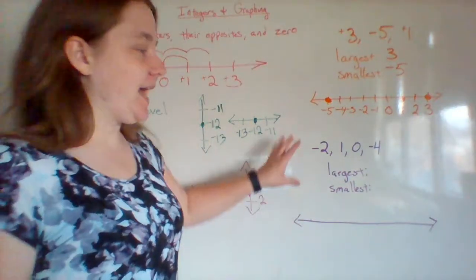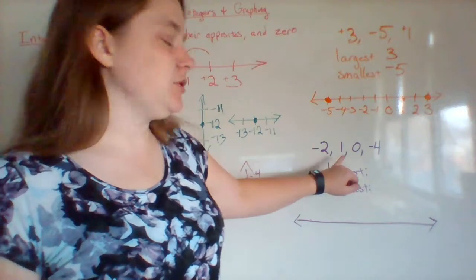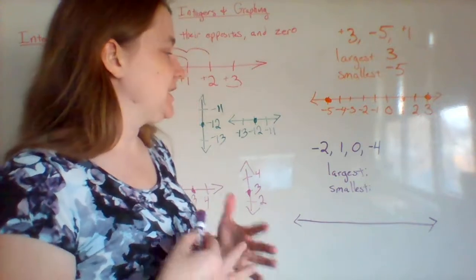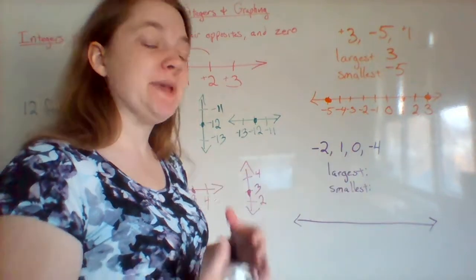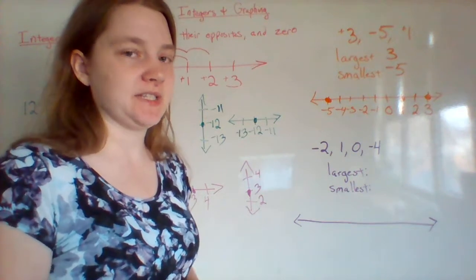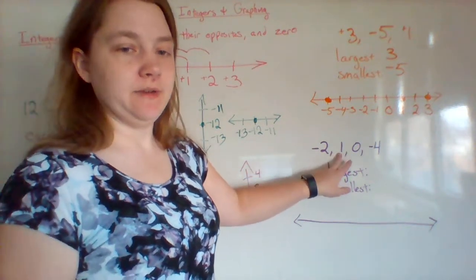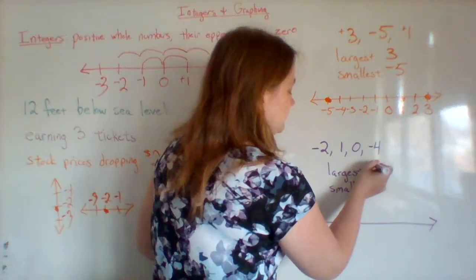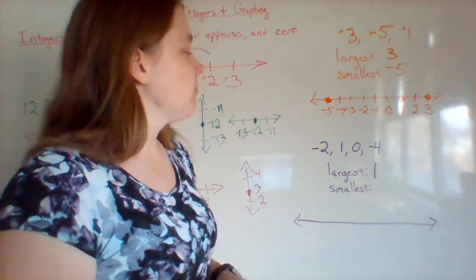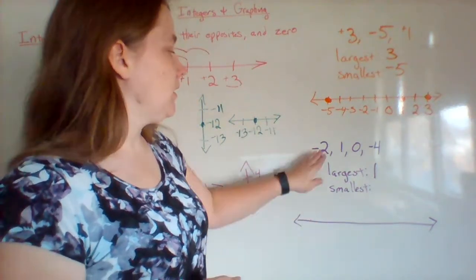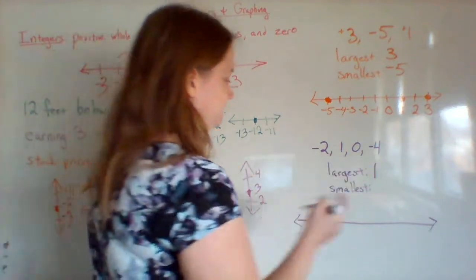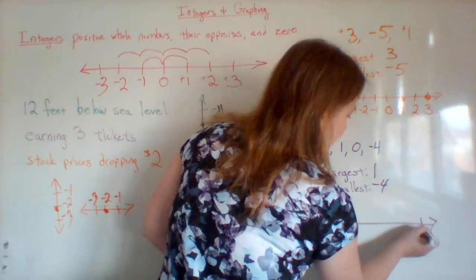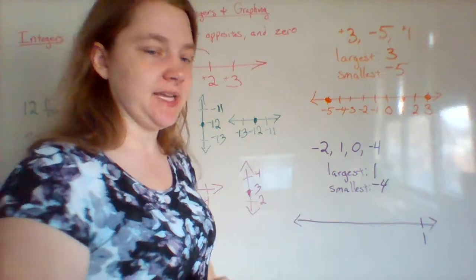And then we have our last example, which is -2, 1, 0, and -4. So first, I need to find my largest number. My largest number out of here is the biggest number that doesn't have a negative sign. And that's actually going to end up being 1. Out of -2, 1, 0, and -4, my biggest number is going to be 1. My smallest number is going to be the biggest number with a negative sign, which is going to be -4. So I'm going to start with my largest number, which is 1.